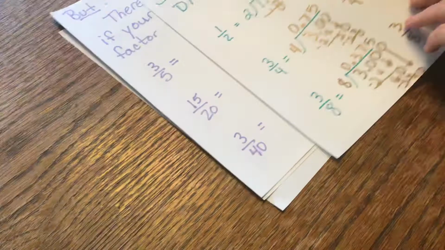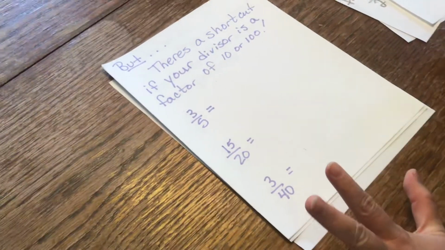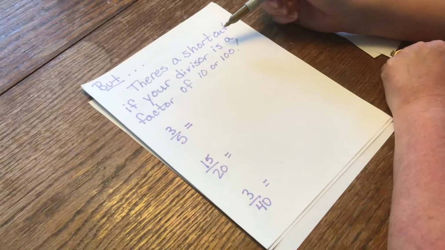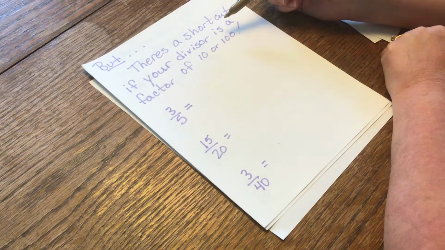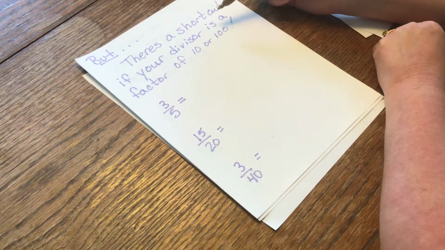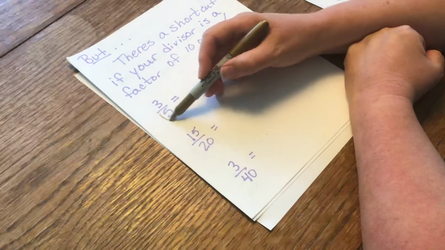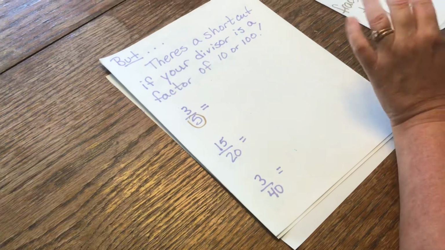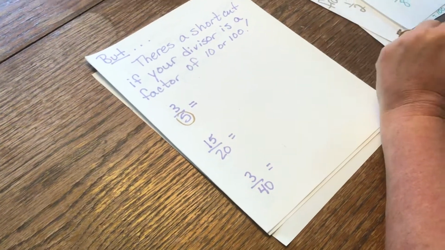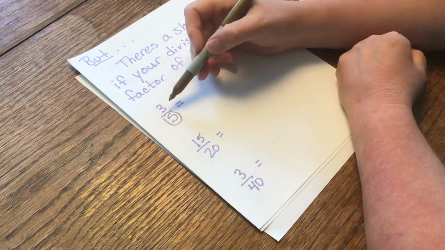Now, sometimes there's a shortcut. If your divisor is a factor of 10, I actually meant denominator, but it still works. It's still the divisor. If my denominator is a factor of 10 or 100, you can just turn it into a decimal flavor. Let me show you what I mean.